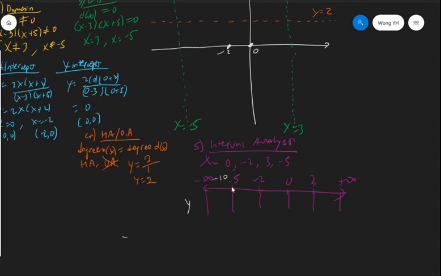Alright, let me copy down the function first. So y equals 2x, and then here is x plus 2, and we have another one, x minus 3 at the denominator, and x plus 5. Alright, second interval, between minus 5 and minus 2, I can pick minus 4. Third interval, minus 2 and 0, I can pick minus 1. And 0 to 3, I can pick 2. And 3 to infinity, I can pick 10.